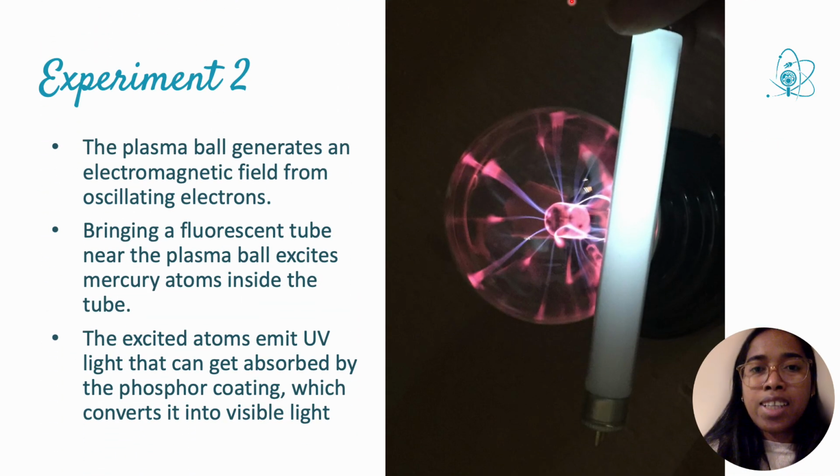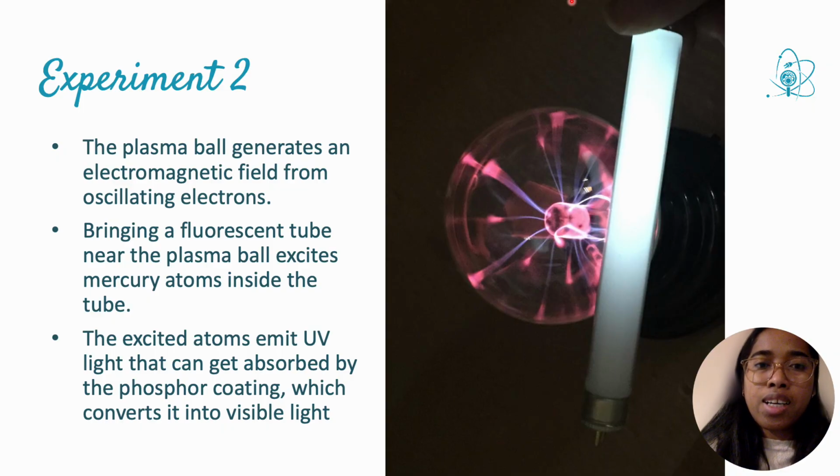Now we can run an additional experiment using a fluorescent bulb that is not plugged into any socket at all. The task is to bring this tube near the plasma ball and observe what happens. From what we understand so far from the previous experiment, the plasma generates an electromagnetic field from oscillating electrons.